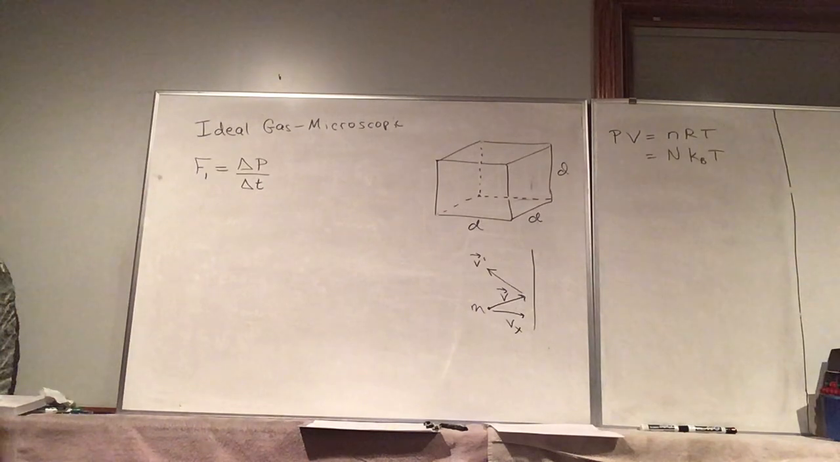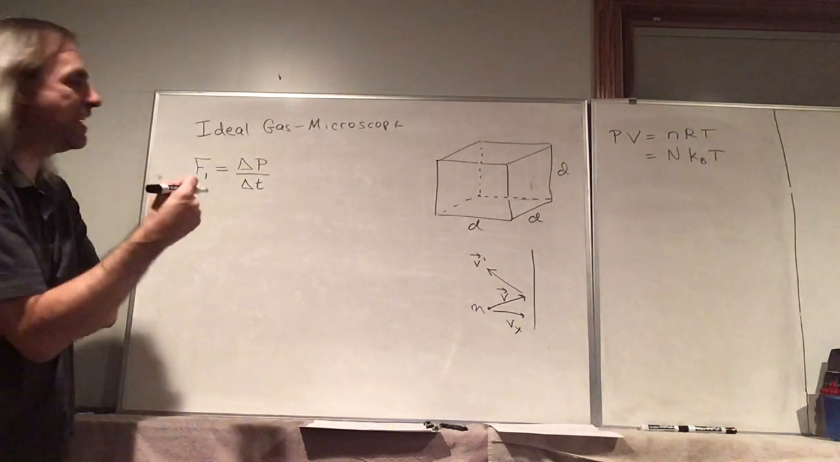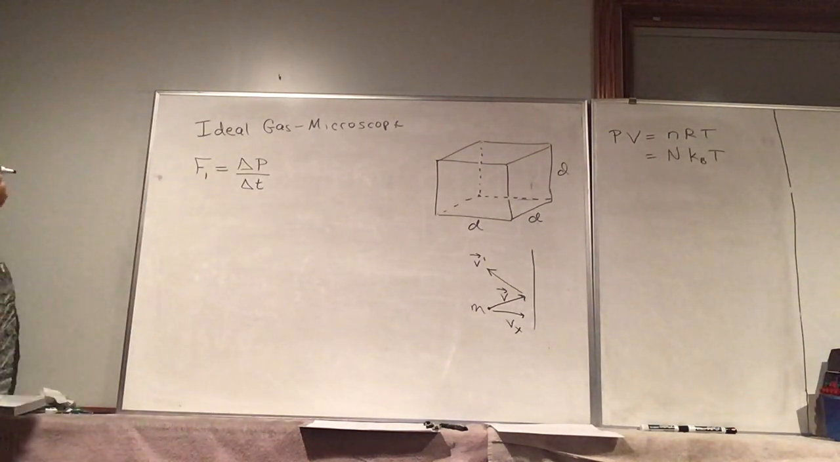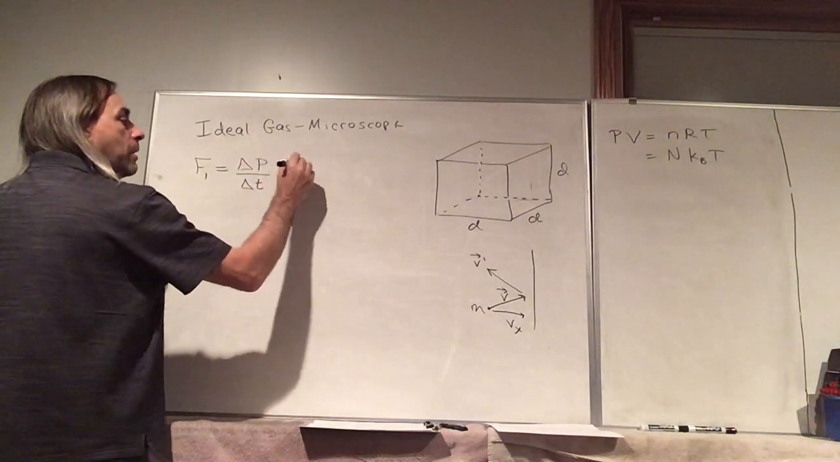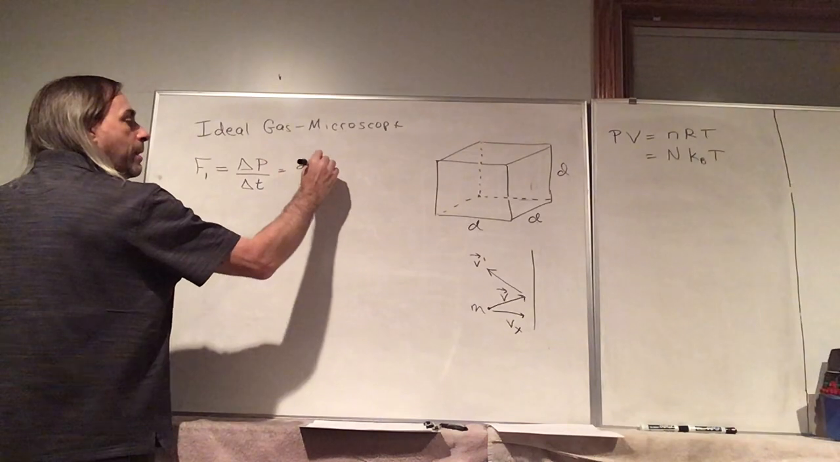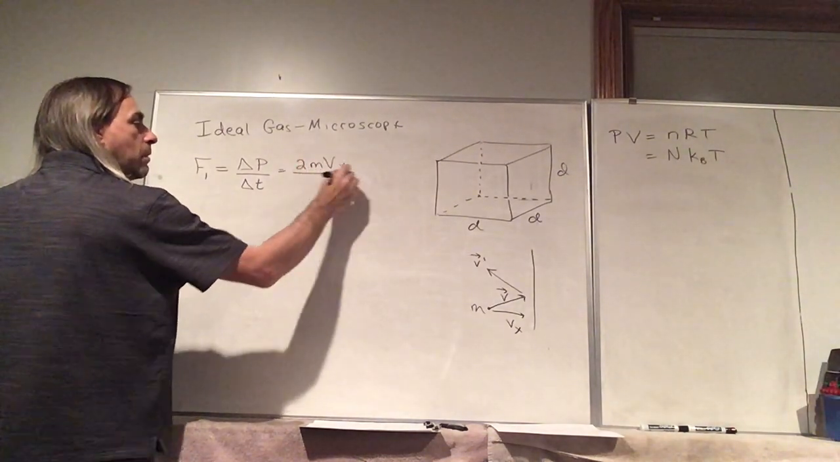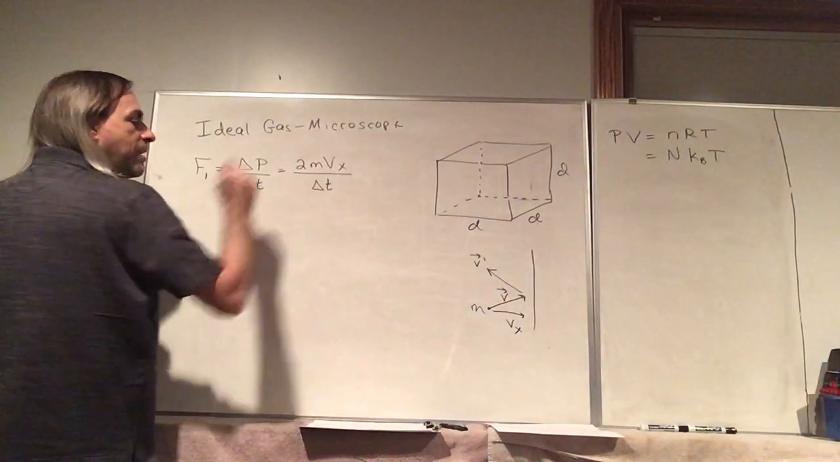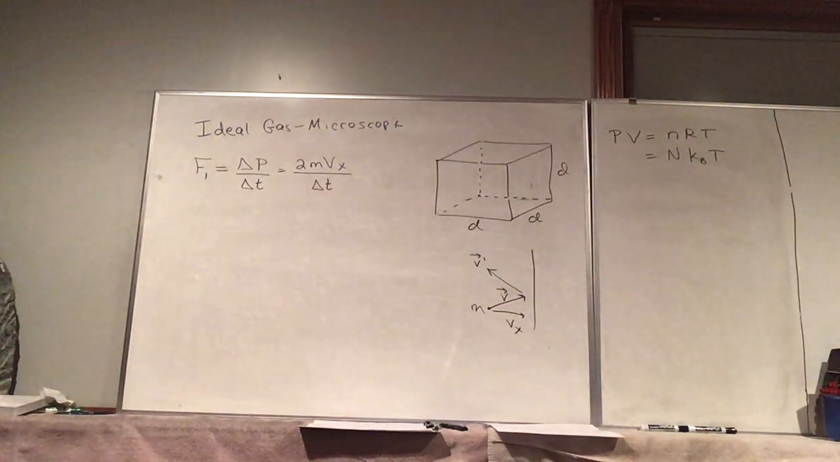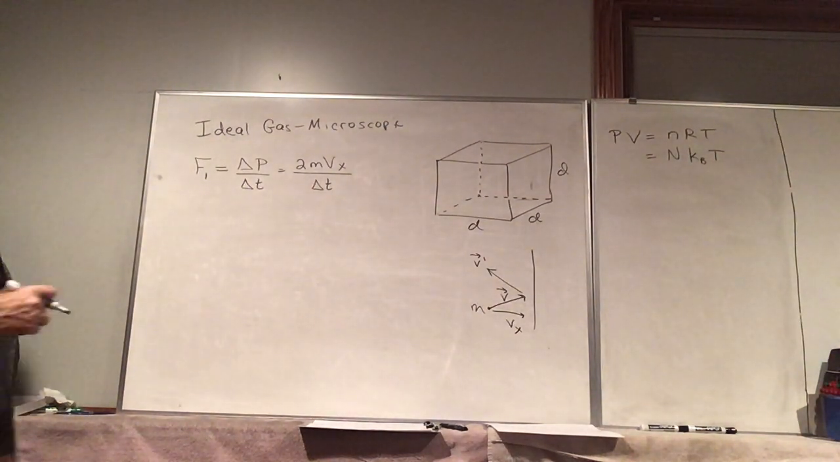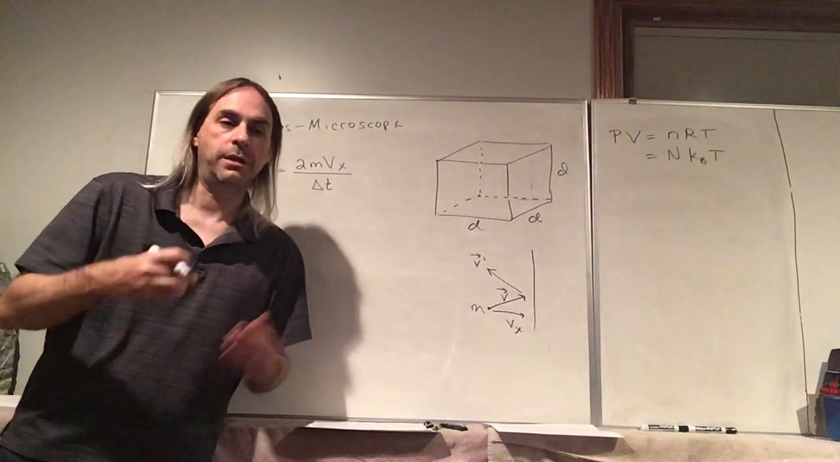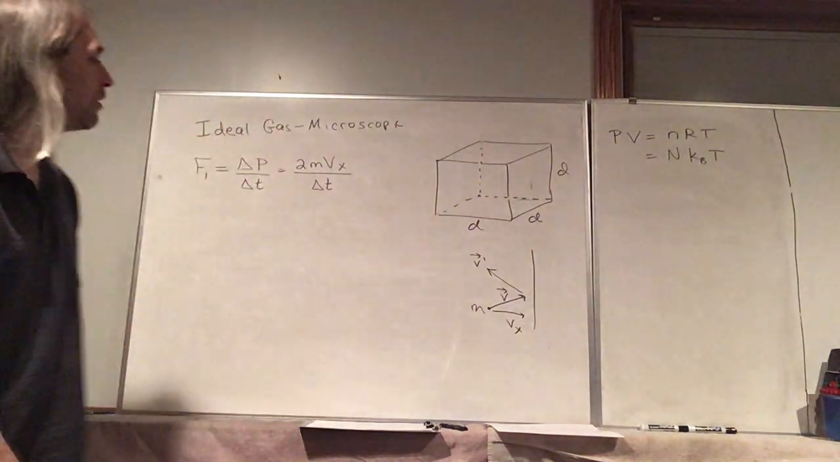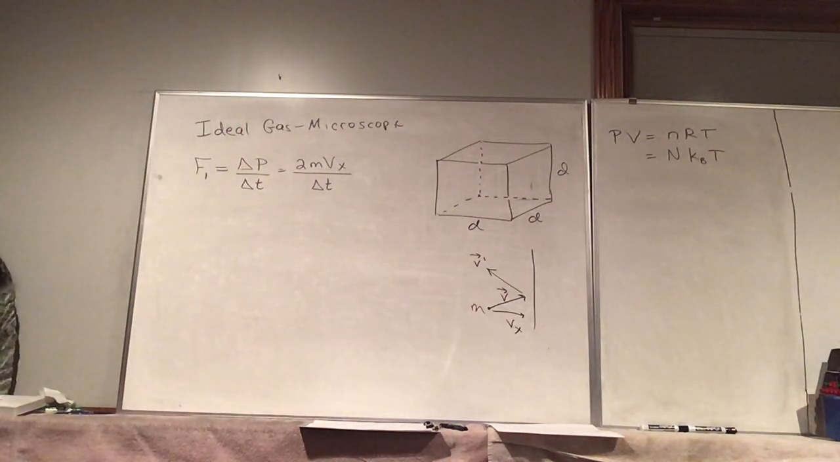From Newton's second law, force is equal to the rate of change of momentum over time. And the change in momentum is going to be 2mvx. And delta t is the time of the collision, which is going to be very short. It's going to hit the wall and bounce right off. So delta t is a very small value.